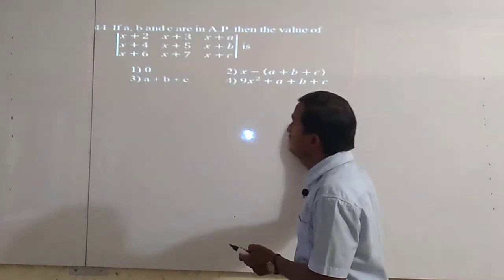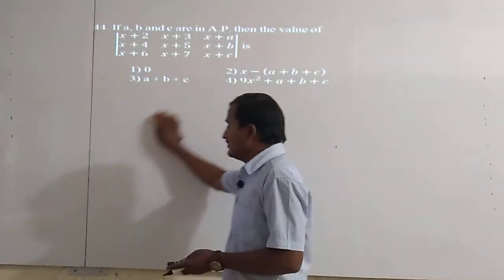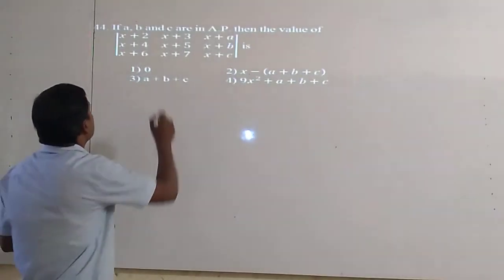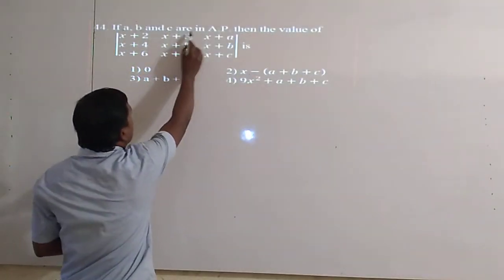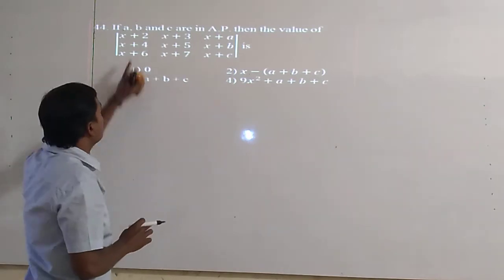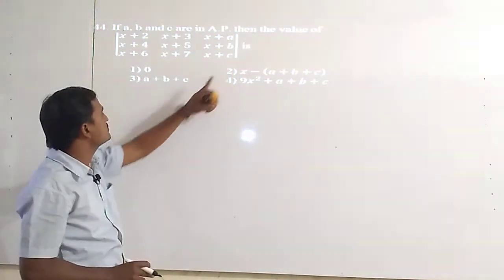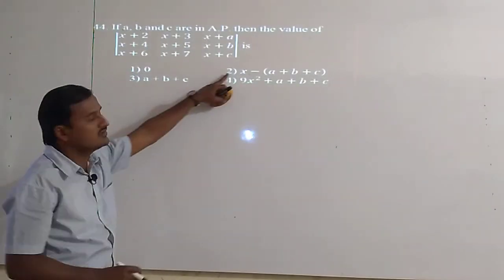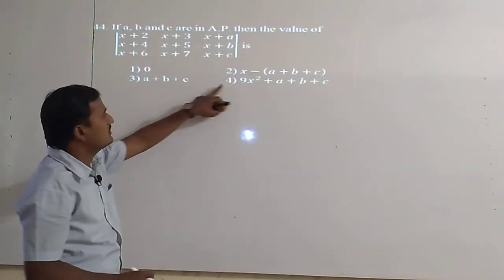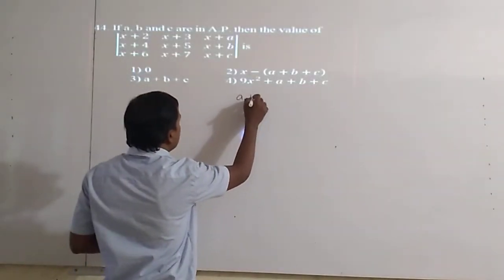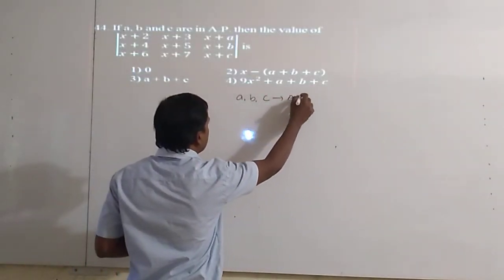This question. Okay. So here what are they given? A, B and C are in AP, then the value of this determinant, is it equal to 0, or is it equal to this determinant, or this one, or this one, or this one? So here you should observe what they have given. A, B, C are in AP they have given.